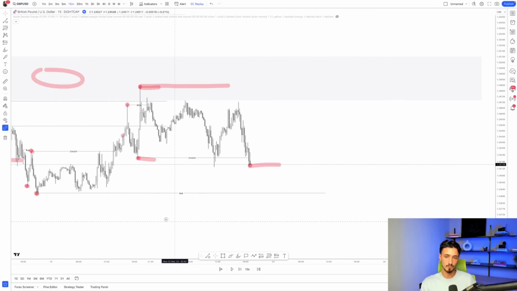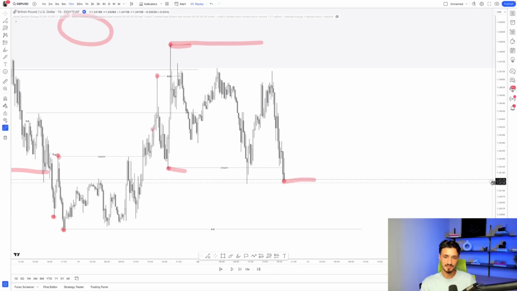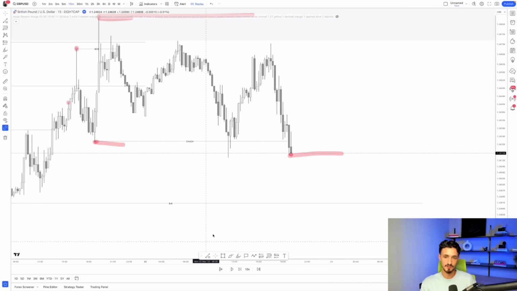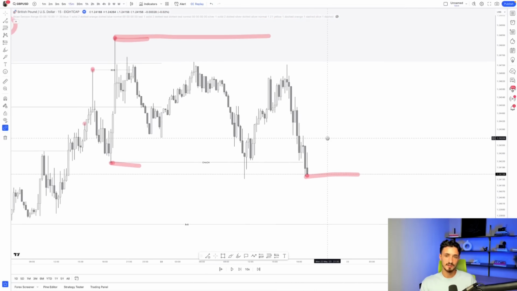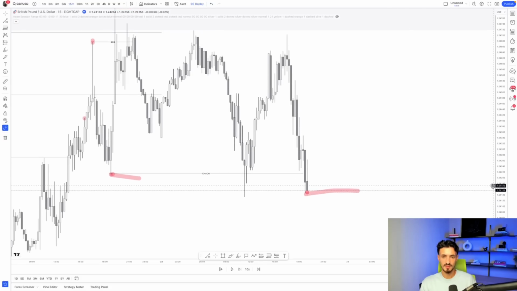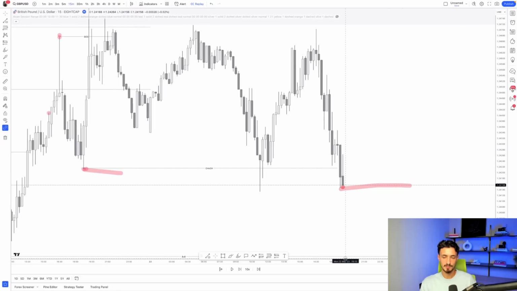Now we need to understand where we get in. Step 2, let's identify our area of supply. So if we look across, we see that everything has been mitigated. This was unmitigated, then the wick comes back up to mitigate it. Price pushes down. Okay, so there is our area of supply.